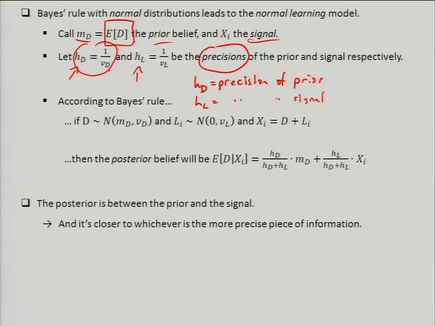So think about this. If the range of difficulties on the exam is really wide, it's highly likely that you'll get an extremely hard or an extremely easy exam, then the variance VD of exam scores is really big, and the precision of the prior, HD, would be really small. It's not a very precise piece of information, right?